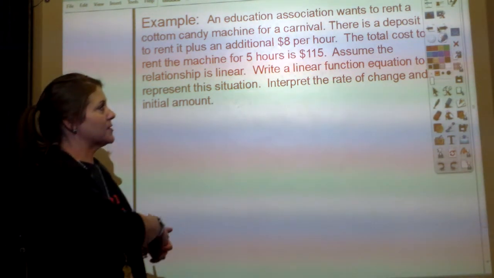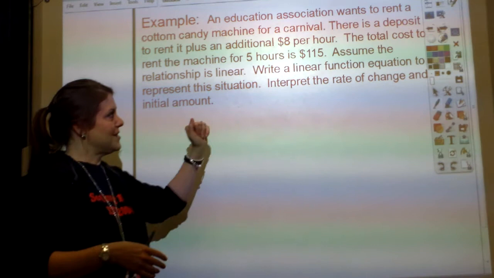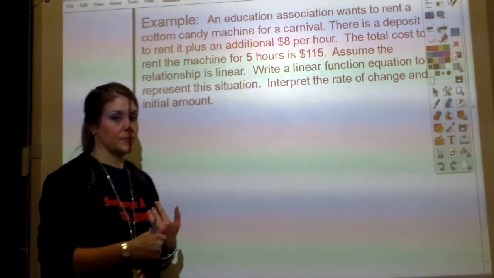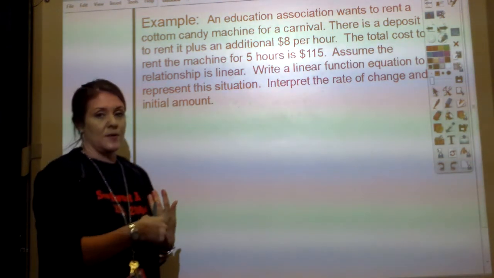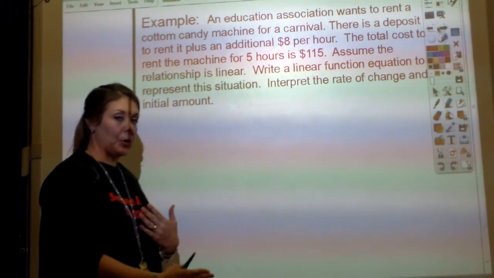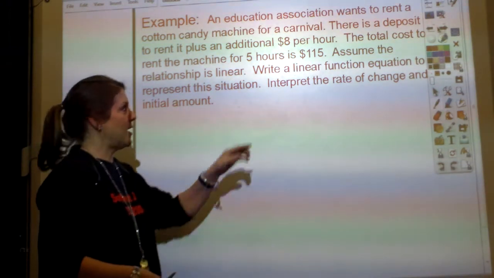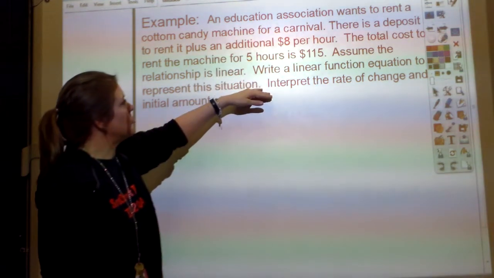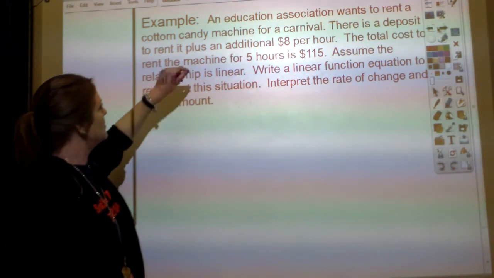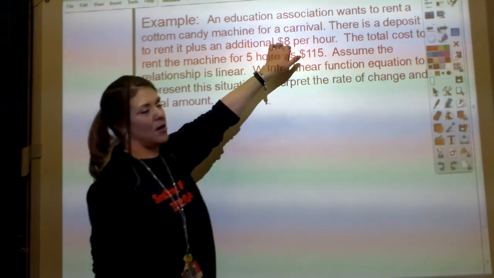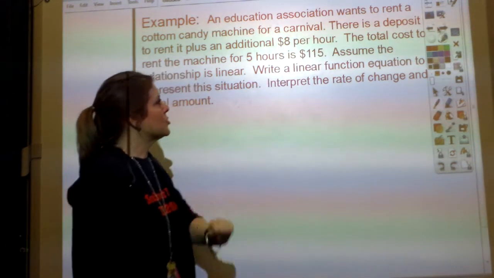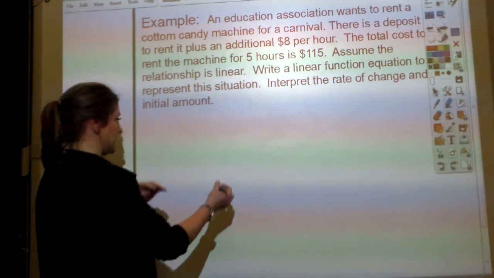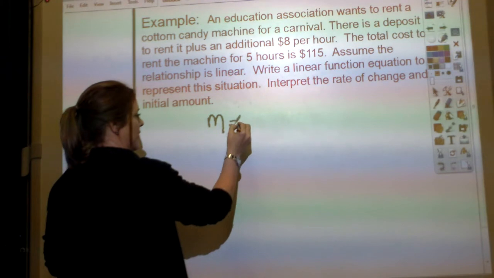Now, if you remember in the previous slide, we looked for two ordered pairs. In this situation, they don't give you two ordered pairs. They do give you one though. They also give you that rate of change. Remember when you see that word per or for each? That is a value that's representing a rate of change. So for this particular situation, to rent that cotton candy machine, they're going to be charged $8 per hour. So that $8 is going to be that rate of change. That's going to be our m value.